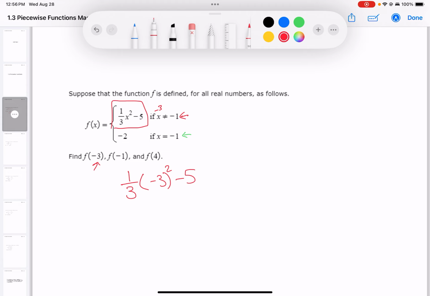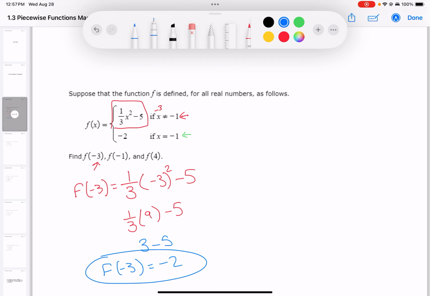Anytime you do substitution, you need to use your parentheses. So we're going to do our exponents first. We've got 1/3 times -3 squared, which is 9. Then we're going to minus 5. And as we multiply 1/3 times 9, that's going to give me 3 minus 5. So f of -3 is equal to -2. That's the first one.